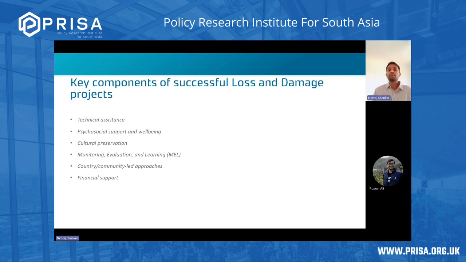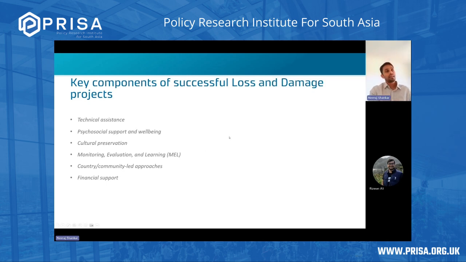And the final one is financial support. One core aspect of loss and damage projects is providing financial resources to communities impacted by climate change. This can involve providing insurance mechanisms, climate risk financing, and access to climate funds. Funding should be flexible and accessible, ensuring that communities can access resources quickly to respond to disasters and support recovery efforts. The other key components include multi-stakeholder collaborations, providing support to regional organizations, and having a long-term sustainability and exit strategy as well.